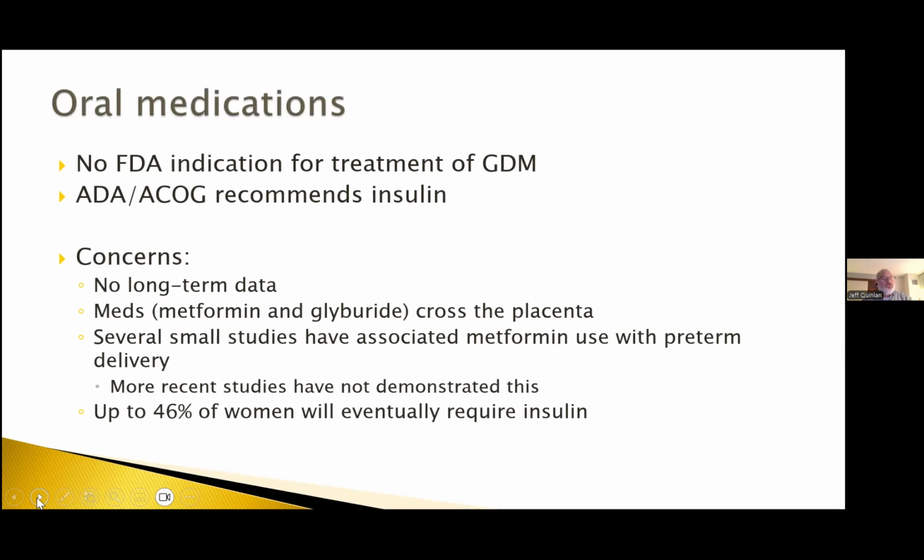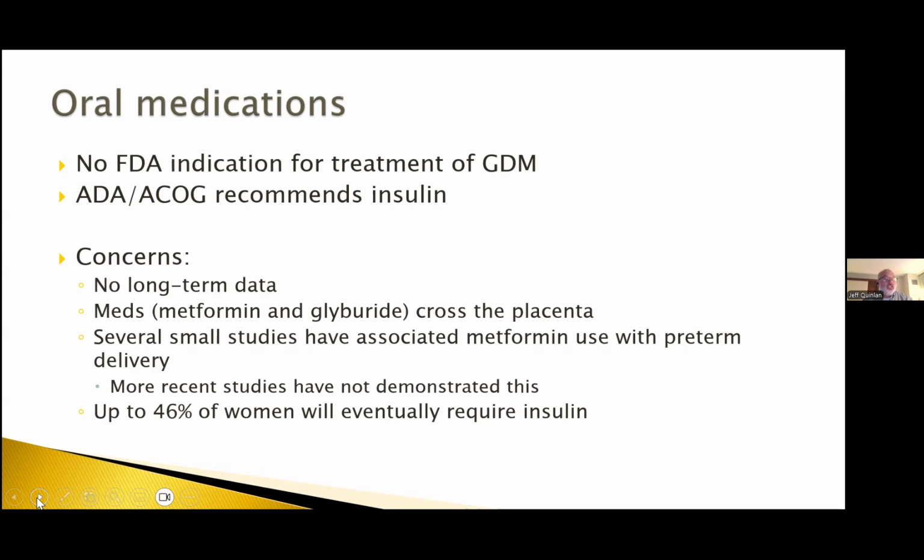As far as oral medications are concerned, there's currently no FDA indication for oral treatment in gestational diabetes. Both the American Diabetes Association and ACOG recommend insulin as the first line. The reasons include that there really is no long-term data to show us the long-term outcomes of having used oral agents.